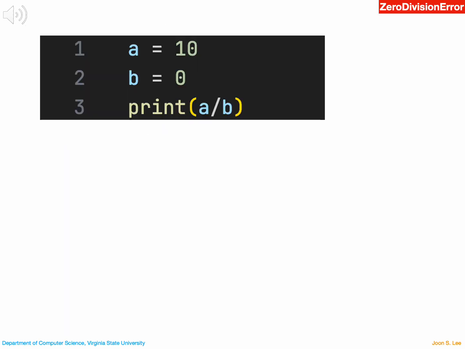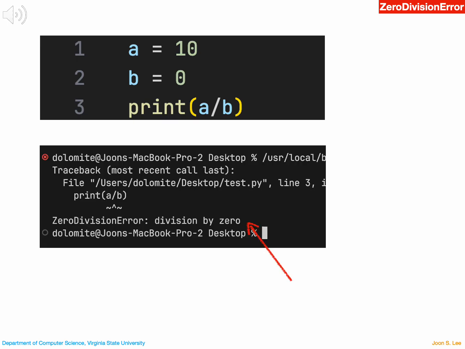This is a simple example of a zero division error. We define A as 10 and B as 0, then attempt to divide A by B. Since division by 0 is undefined, Python raises an error and the program terminates. This is a common type of runtime error and highlights the importance of exception handling. Rather than allowing the program to crash, we can handle this situation using exception handling.